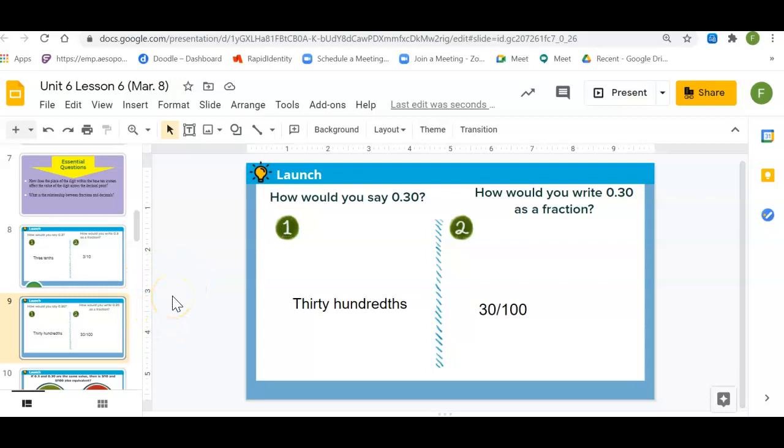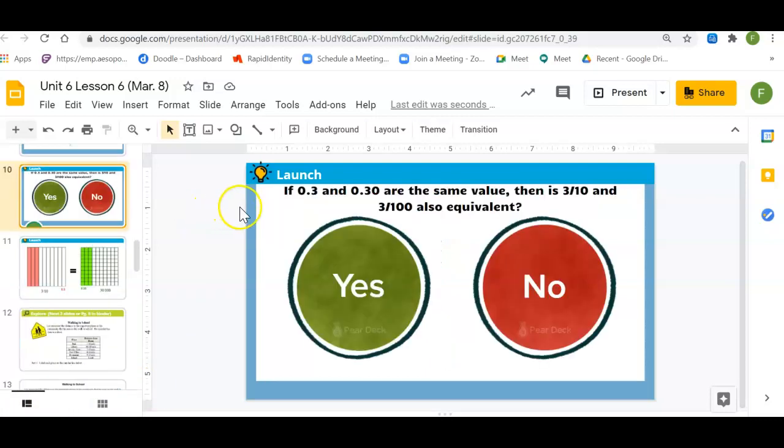So go ahead and, as usual, you can pause the video as often as you'd like to make corrections to yours if you need to. So let's go ahead on to our next slide. If 3/10 and 30 hundredths are the same value, and they are, then is 3/10 and 3 hundredths also equivalent? Pause the video, and I want you to think about that for a minute and just consider the differences between those. So for that one, 3/10 and 3 hundredths are not equivalent.